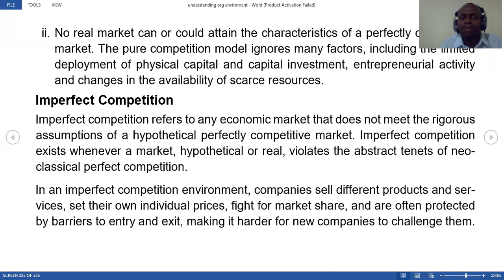Then we also have imperfect markets. Imperfect markets refer to any economic market that does not meet the rigorous assumptions of a perfectly competitive market. So every market is an imperfect market. In an imperfect competition environment, companies sell different products and services, set their own individual prices, fight for market share, and also ensure that they protect their barriers to entry so that no company can easily enter that market.